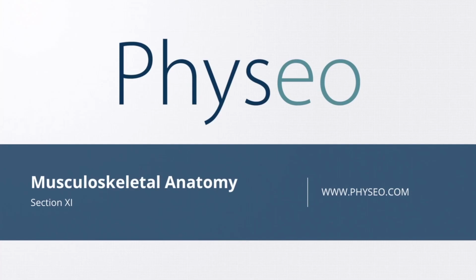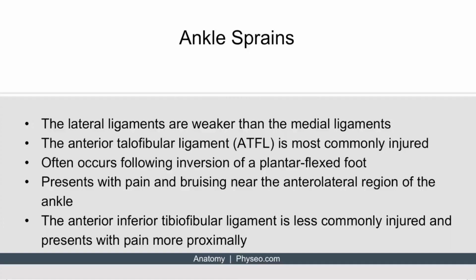Welcome to section 11 of musculoskeletal anatomy. In this section, we'll be discussing the ankle and foot. Let's get started. The amount of information you need to know regarding the ankle and foot is pretty minimal.